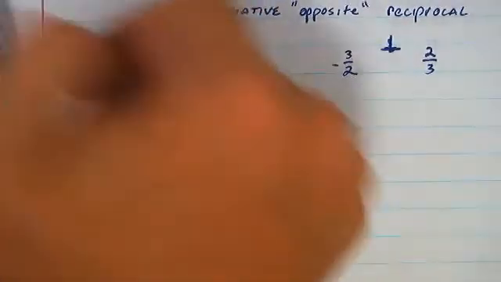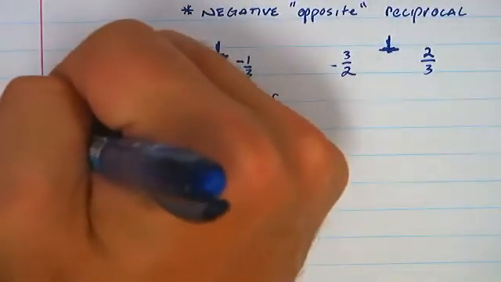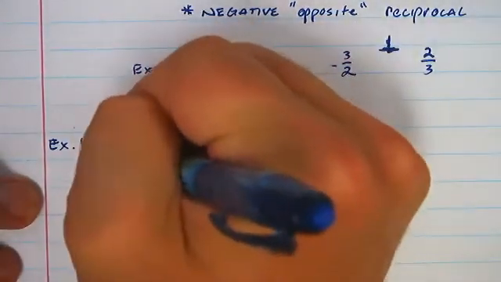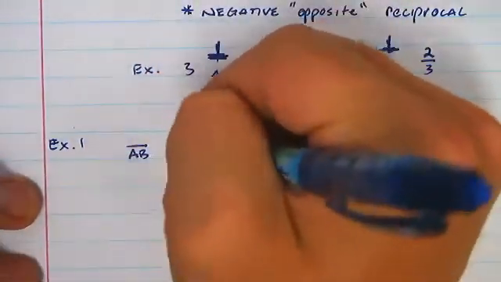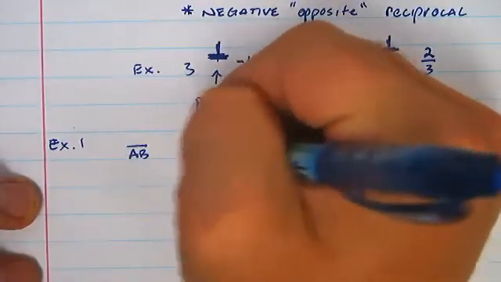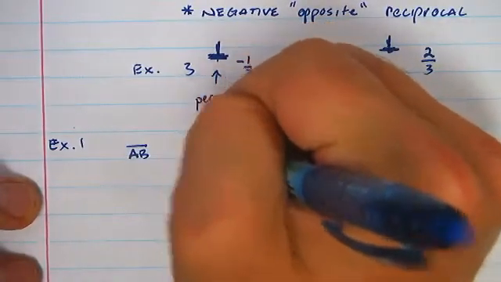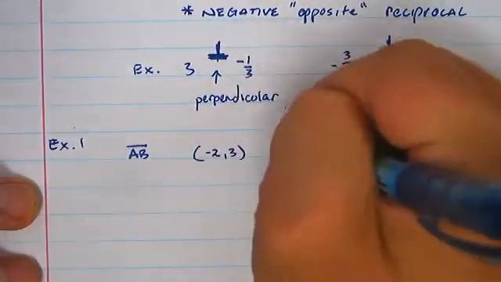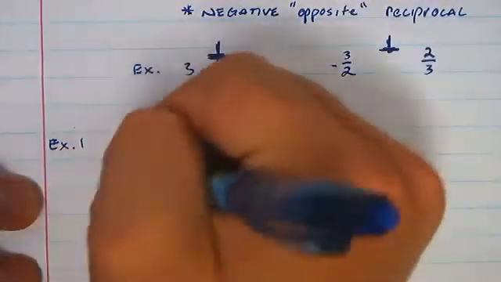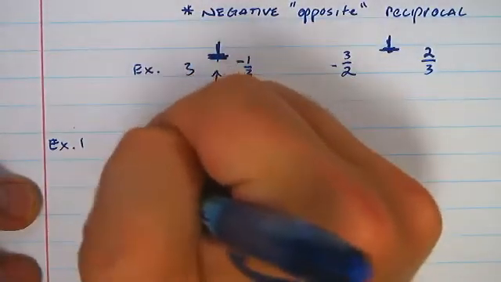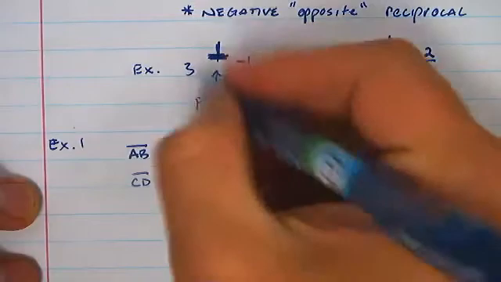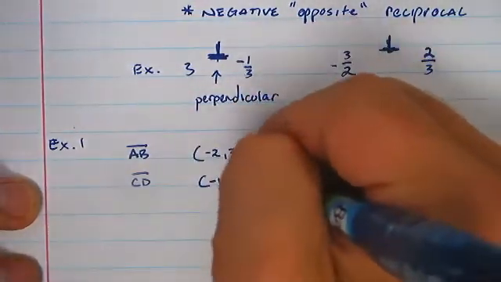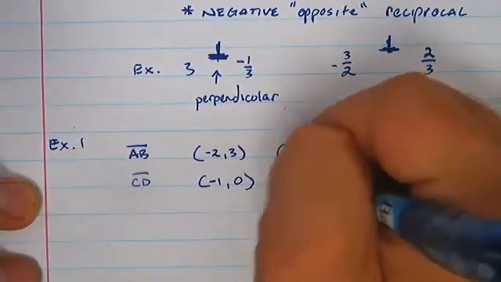So example number 1. You've got line segment AB formed by -2, 3, and 2, 6. And you've got line segment CD formed by -1, 0, and 3, 3.